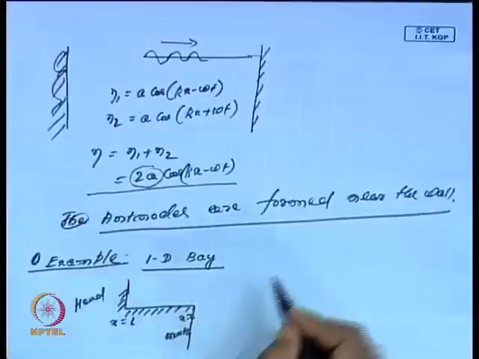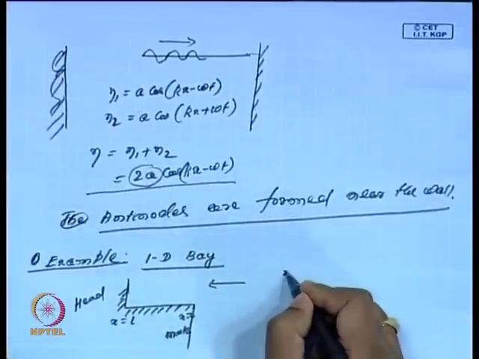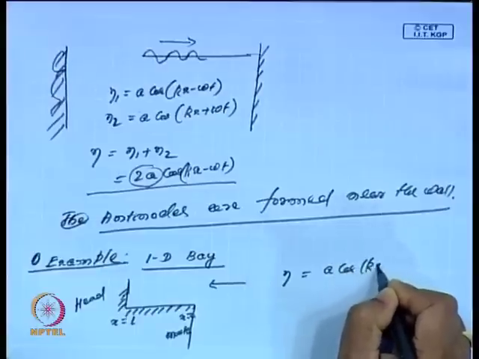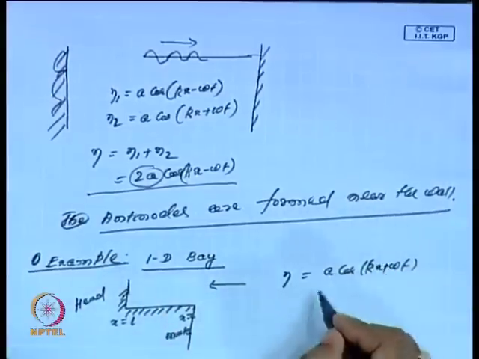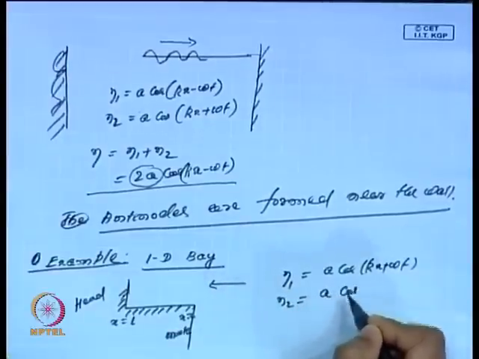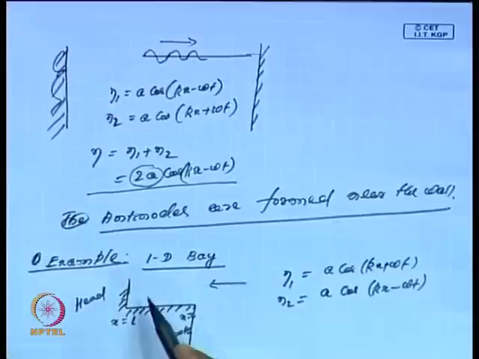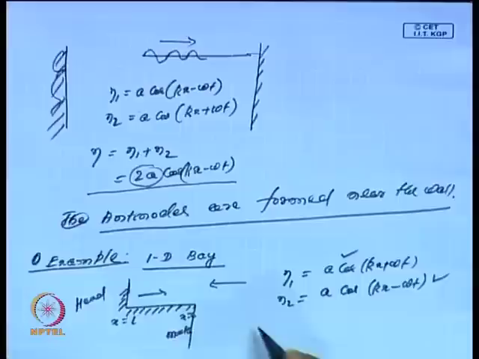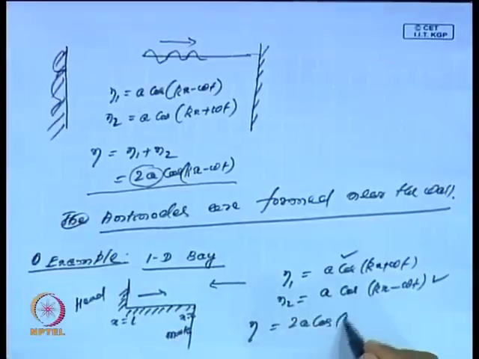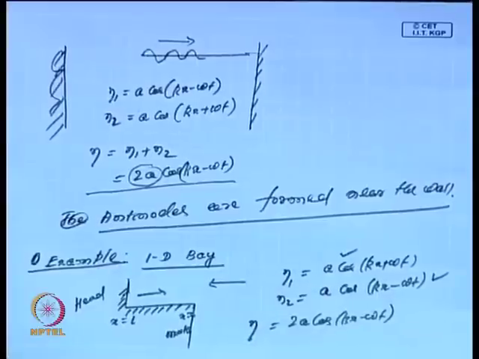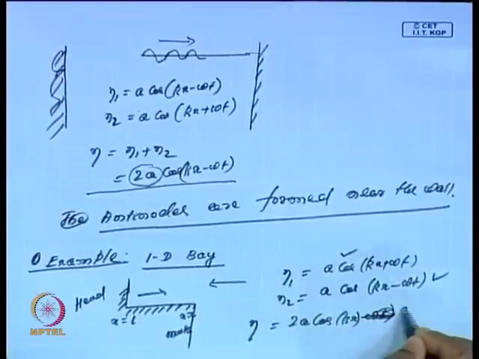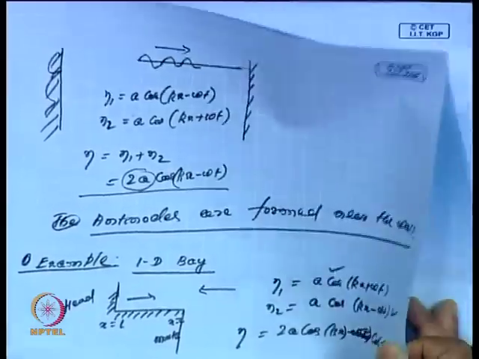Now, if a wave initially was propagating in from here, my eta 1 will be a cos(kx minus omega t), because it is propagating from this side, and eta 2 will be a cos(kx plus omega t). Once it hits the wall at the bay head, it will come back. This is my second wave, this is my first wave. So, the resultant will be 2a cos kx into cos omega t.